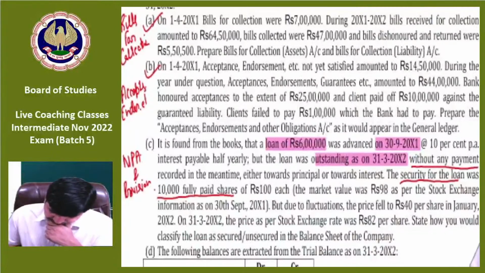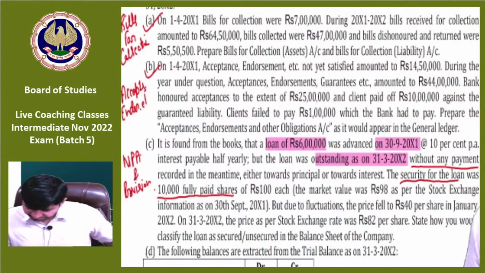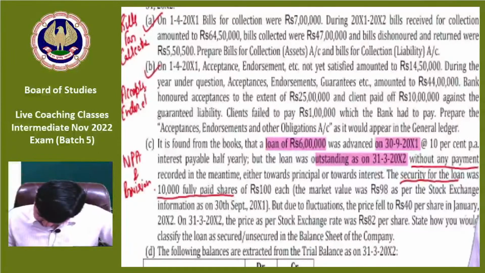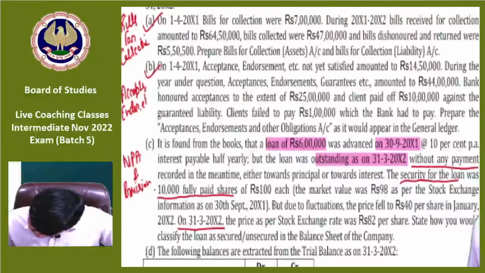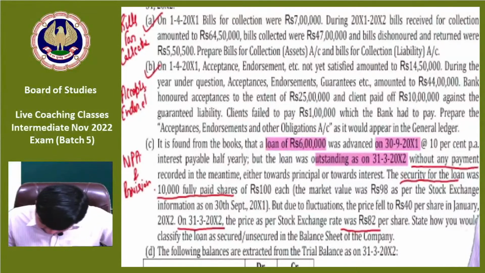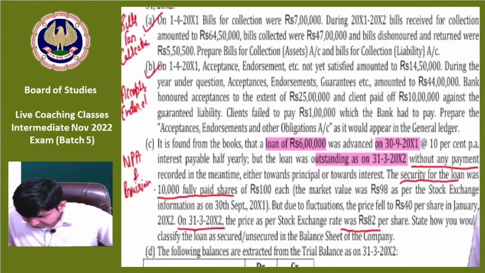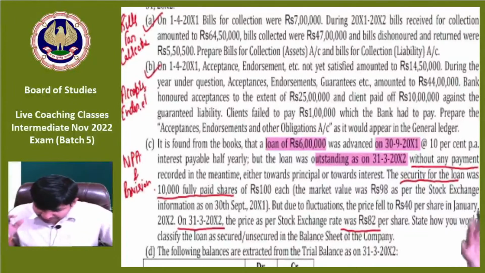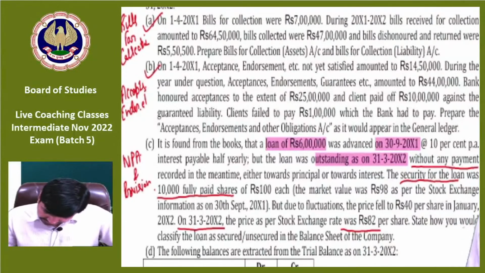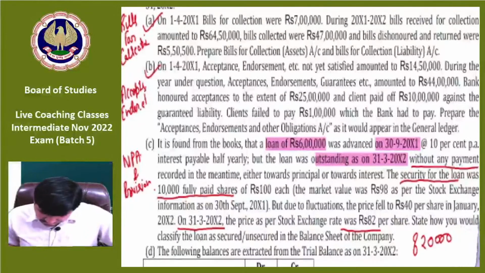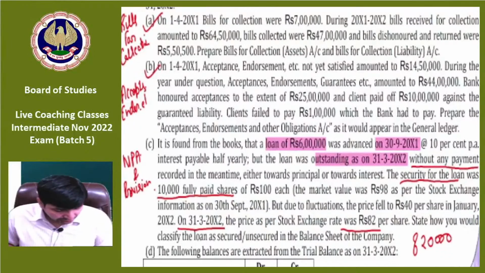And at the year end, what was the price? See, on 31st March 2022, the stock exchange rate was 82. How much is the amount? 82. What were the prices at the time of giving security? As you know, in case of shares, the market price matters. So how much is the amount? That is 8,20,000. That is the secured part. Okay, beta.